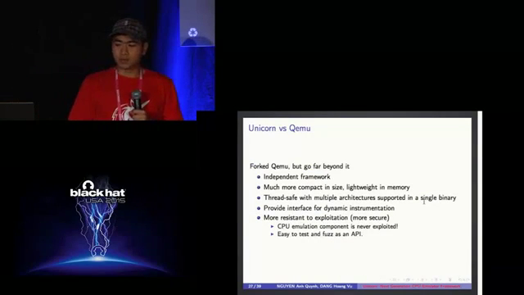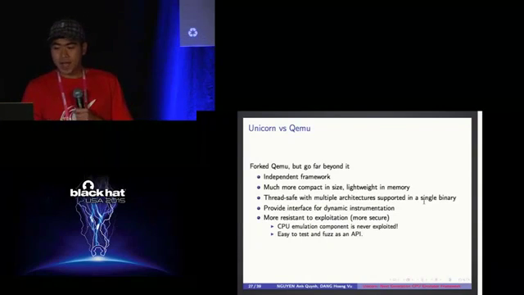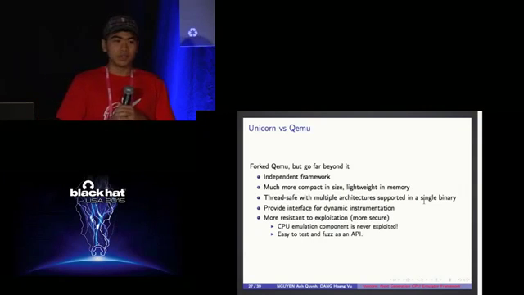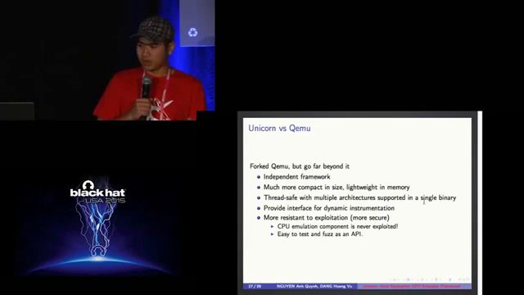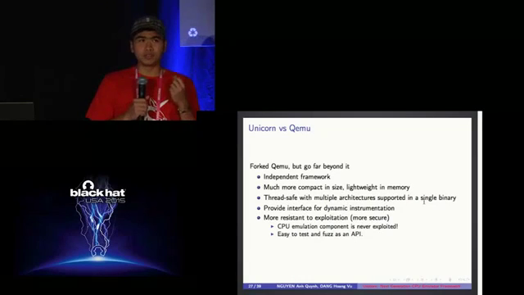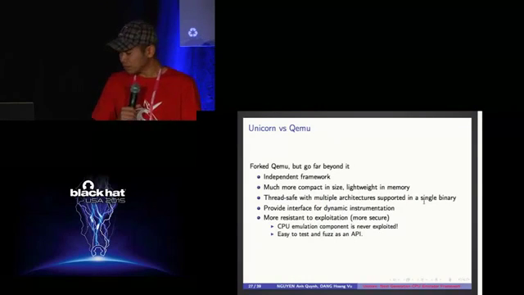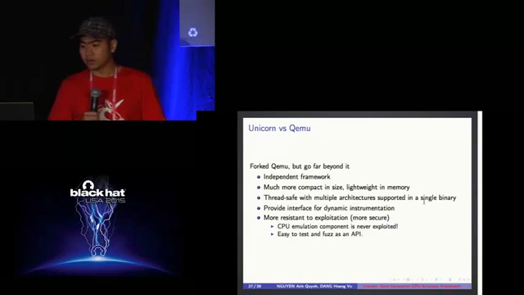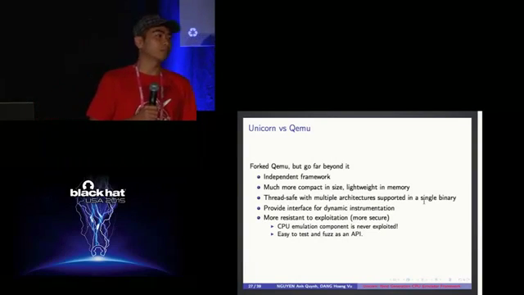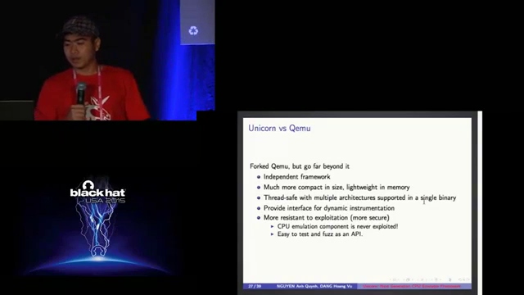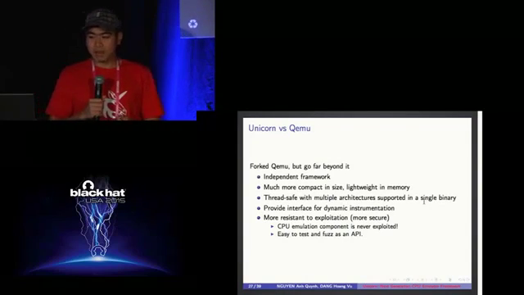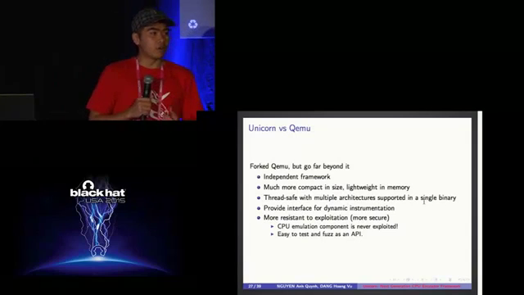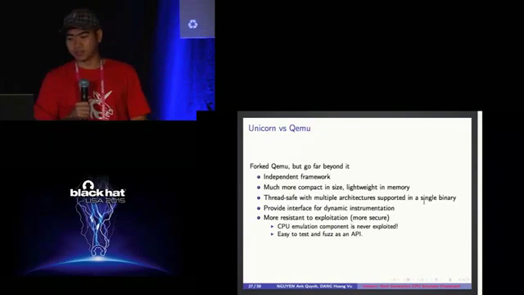So to summarize, we forked QEMU, but we have already gone far beyond it. It has become an independent framework. It is much smaller in size. Right now we have only 200,000 lines of code compared to a few million lines of code. It's lightweight on memory. We just keep what we need and we clean up the memory. It's thread safe, so we can use multiple instances at the same time. It has a good interface for instrumentation, and because it's our own code, we can build on top of it.